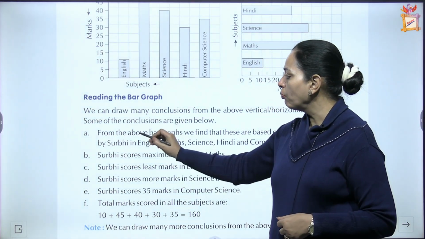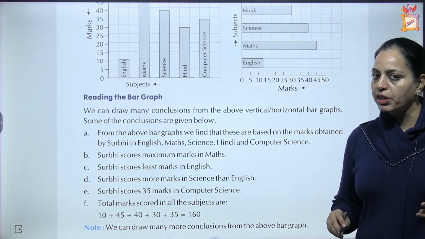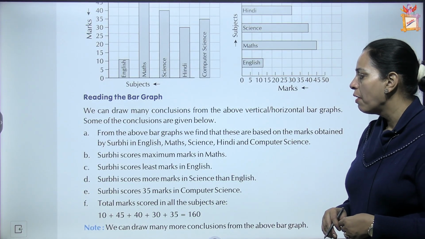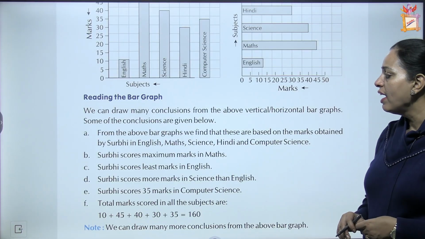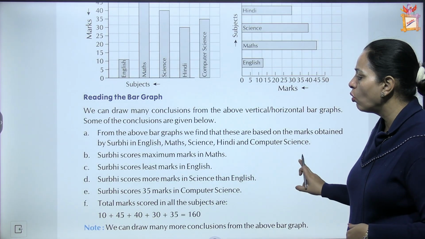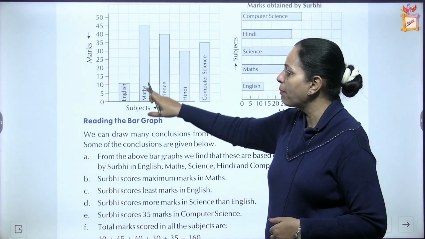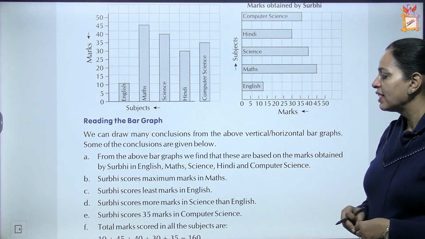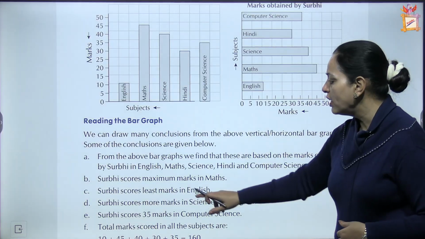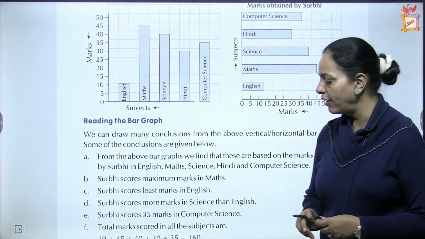So A part, from the above bar graph we find that these are based on the marks obtained by Surbhi in English, Math, Science, Hindi and Computer Science. Okay. And B part, Surbhi scores maximum marks in maths. आप देख सकते हैं सबसे बड़ा बार maths का है, so she scores maximum in maths. And Surbhi scores least marks in English, और सबसे कम English के marks हैं, right?